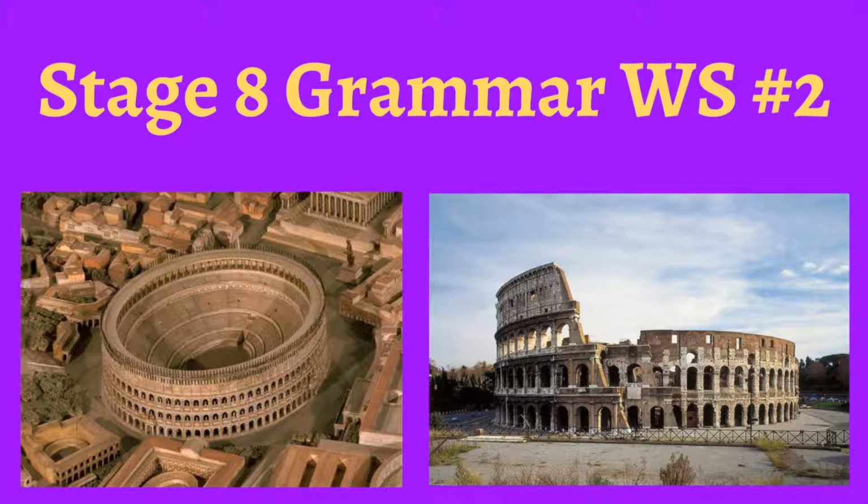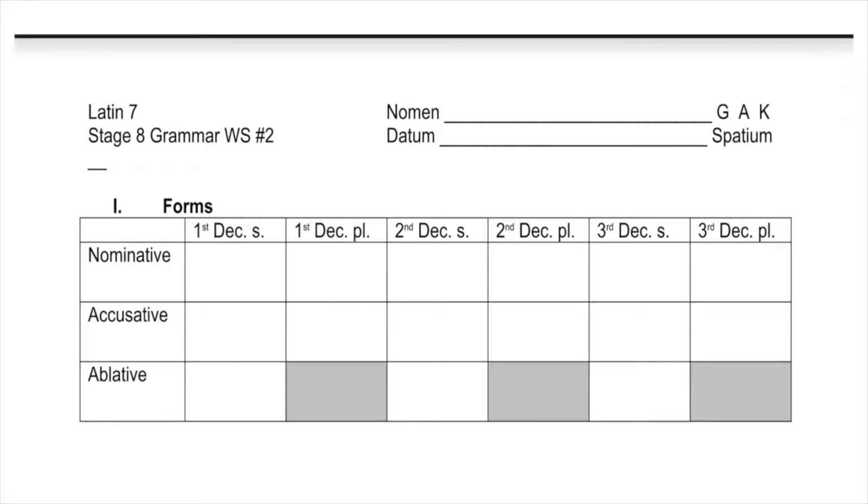So now it's time for some Latin homework. Stage 8 grammar worksheet number 2. For the first part, I want you to fill out this chart with nominative plurals and singulars, accusative plurals and singulars, and ablative singulars. We haven't done ablative plurals for the first declension, second declension, and third declension.